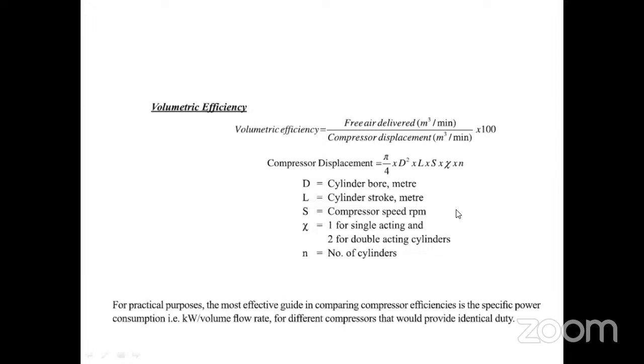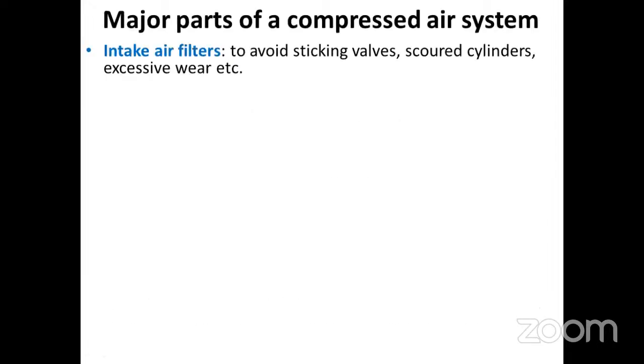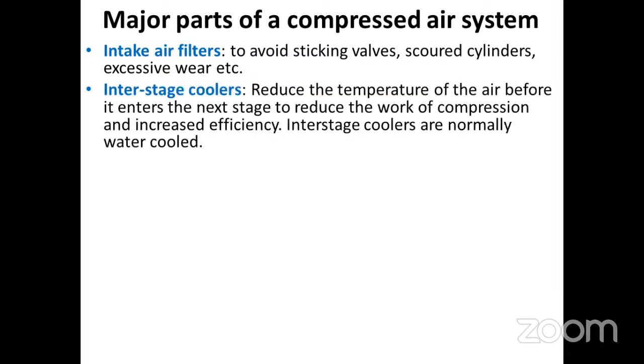We'll see the major parts of a compressed air system. Intake air filters are used to avoid excessive dust and particles sticking to walls, cylinders and so on. Interstage coolers. These are very, very important, sir. In the first stage of compression, the air becomes very hot. That temperature has to be brought down. Otherwise, further compression will become more energy consuming, and may not be possible also. That's why interstage coolers are used.